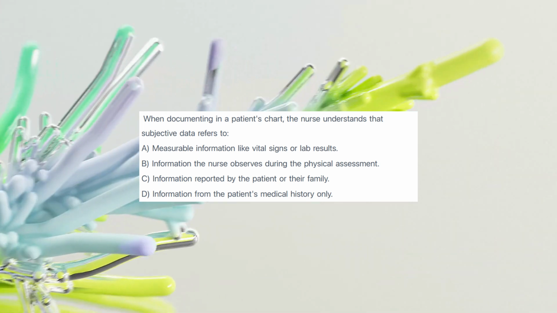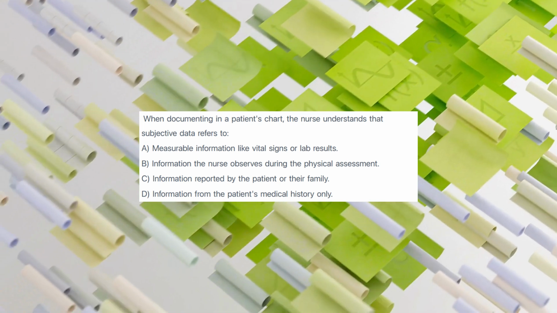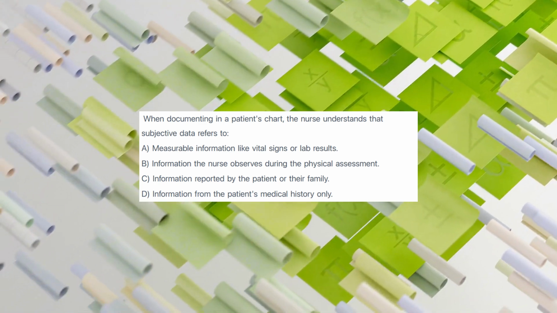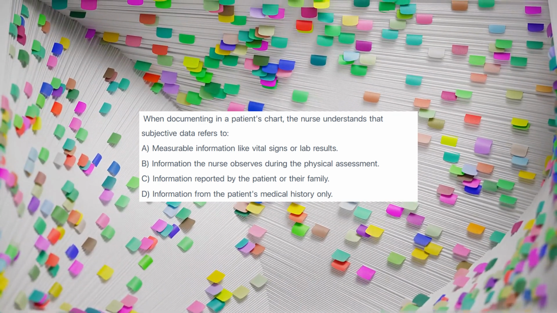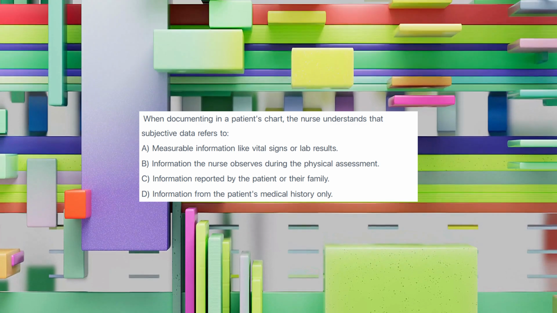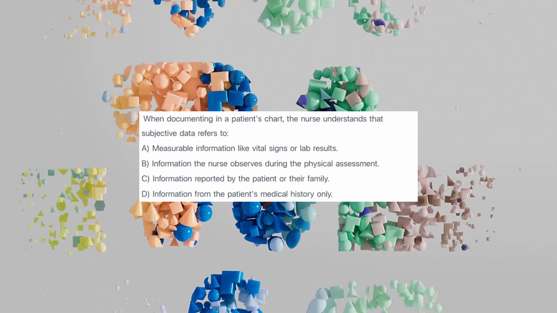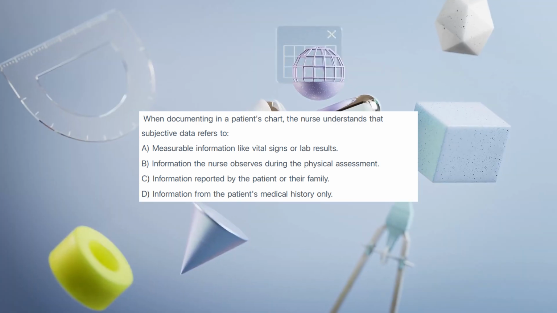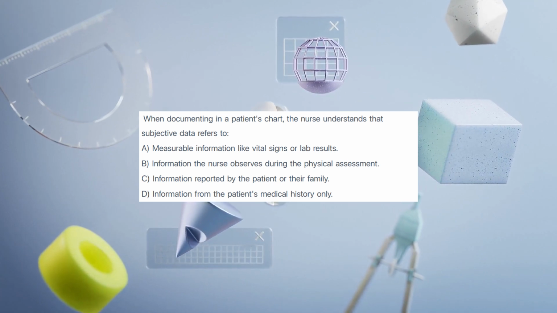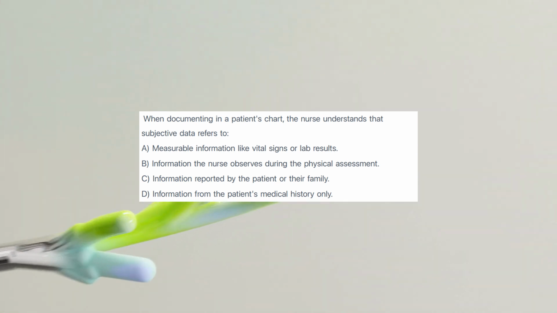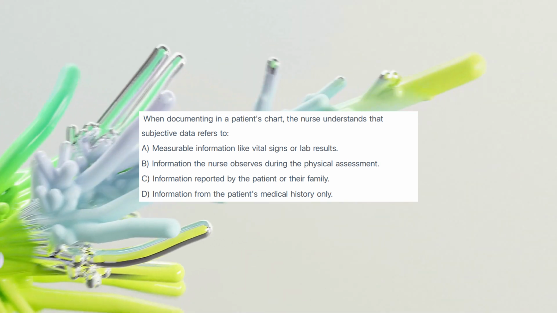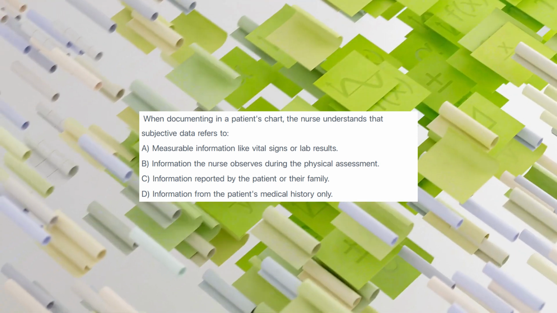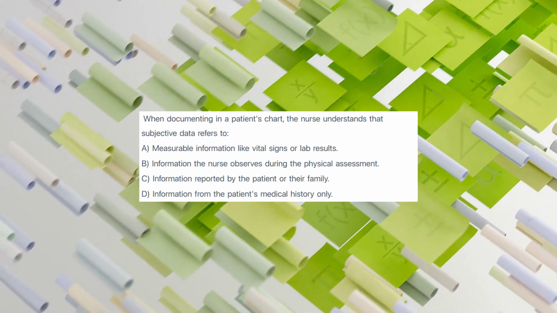Explanation: subjective data consists of information that cannot be objectively measured or verified by the nurse, but is reported by the patient or their family, such as pain level, feelings of nausea, or symptoms they describe. Objective data includes measurable information like vital signs, laboratory results, and findings from the physical assessment.